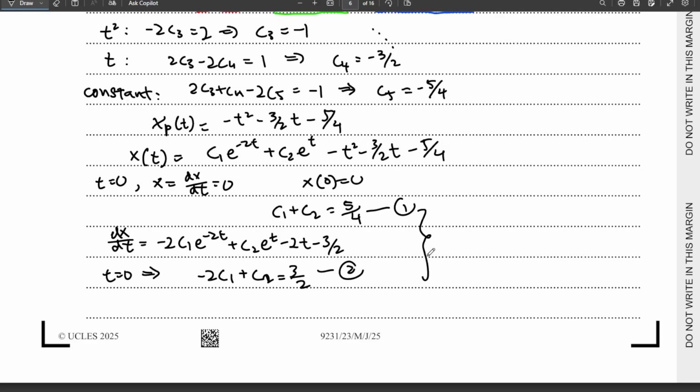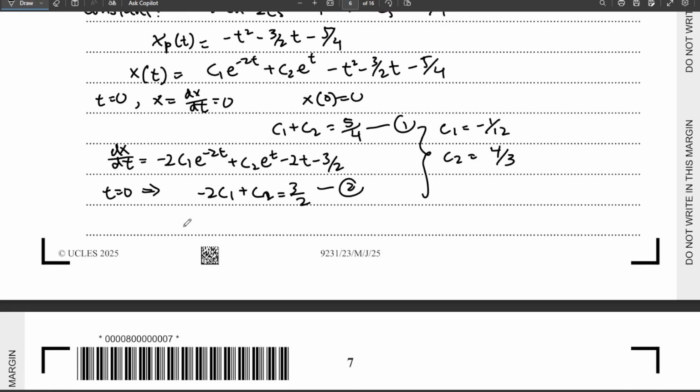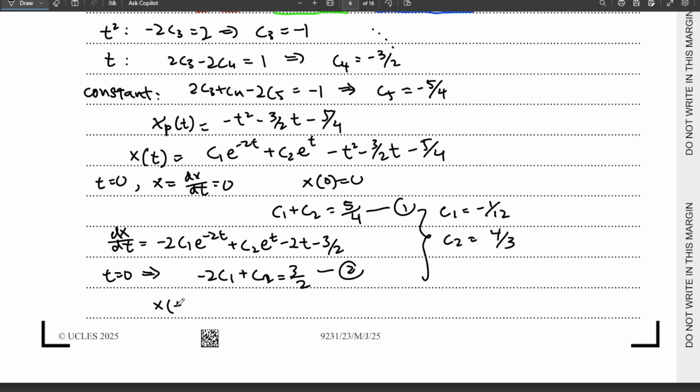Solving simultaneously, either you use simultaneous equations or your calculator to solve, you should be able to get c1 is negative 1 over 12, and c2 is 4 over 3. And therefore, the final particular solution with all the constants specified, x(t) equals negative 1 over 12 e^(-2t) plus 4 over 3 e^t minus t squared minus 3 over 2t minus 5 over 4. Yeah, this is the final solution.